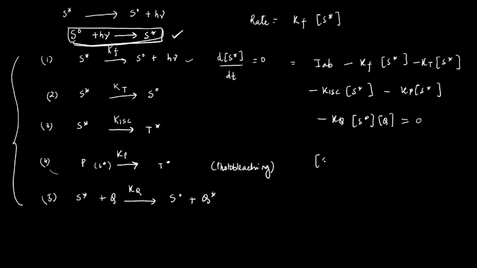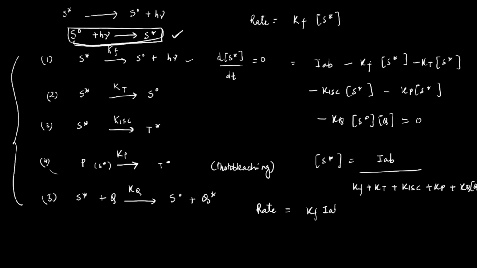So what is going to be the concentration of S star? The concentration would be I_ab divided by Kf plus Kt plus Kisc plus Kp plus Kq into the concentration of quencher. That's how we can find the concentration of S star. Then we can substitute this concentration in the rate. Basically the rate becomes Kf I_ab divided by Kf plus Kt plus Kisc plus Kp plus Kq[Q]. That's how we can find the rate.